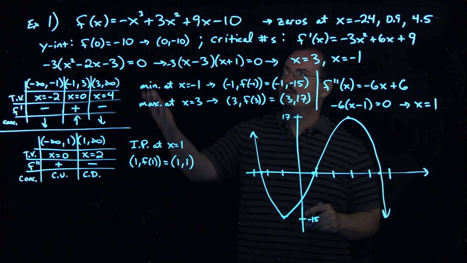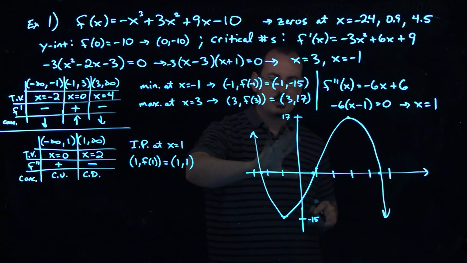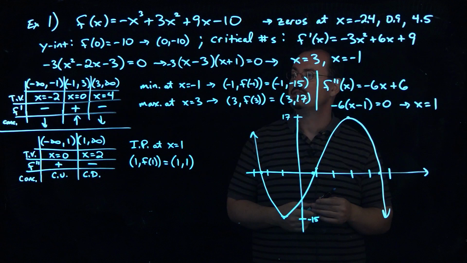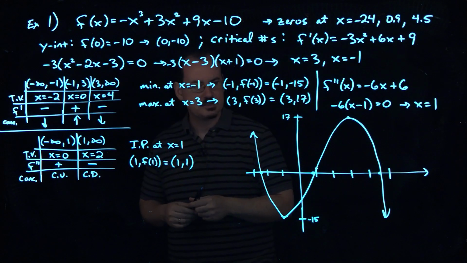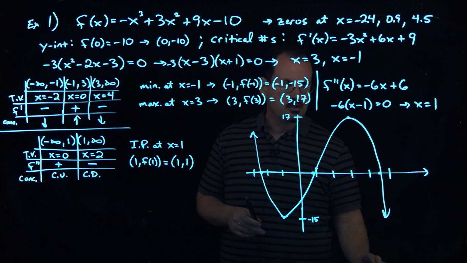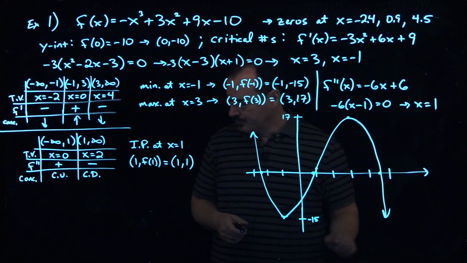And we started with a cubic function that was negative, so this pretty much matches exactly what we should expect to see on a graph of a negative cubic function. So all of the calculus told us exactly what we expected, or we should have expected for a cubic polynomial.